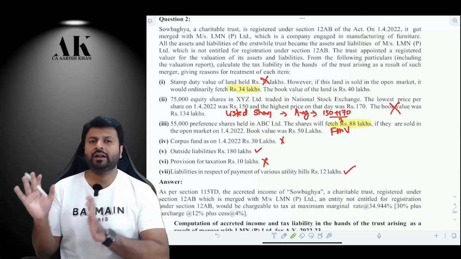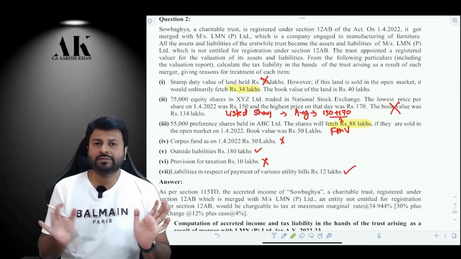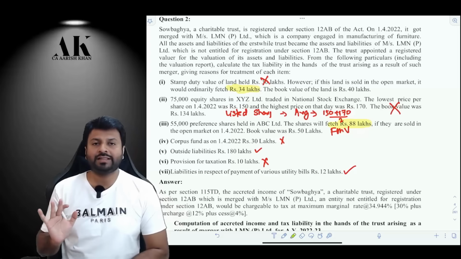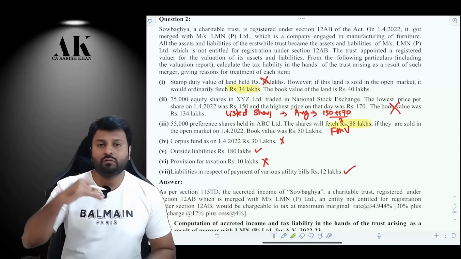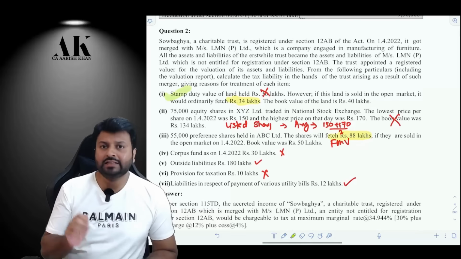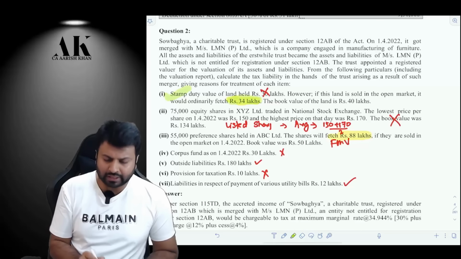What happens? Your aggregate of all assets minus aggregate of all liabilities will be subject to 34.944% tax. Do you remember that? 34.944% tax. Now, what should be the value of the asset? For land, you have to take the stamp duty value or market value, whichever is higher. So we are taking market value because market value is higher.